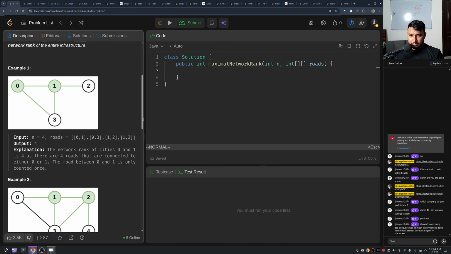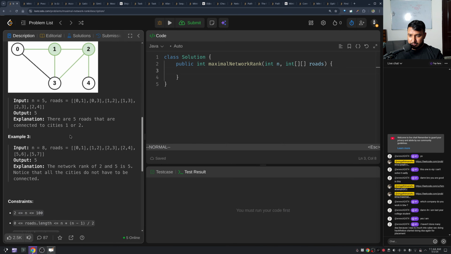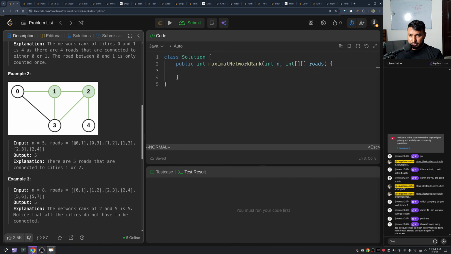Okay. What is the next example that we have? n is equal to 5. We have this.